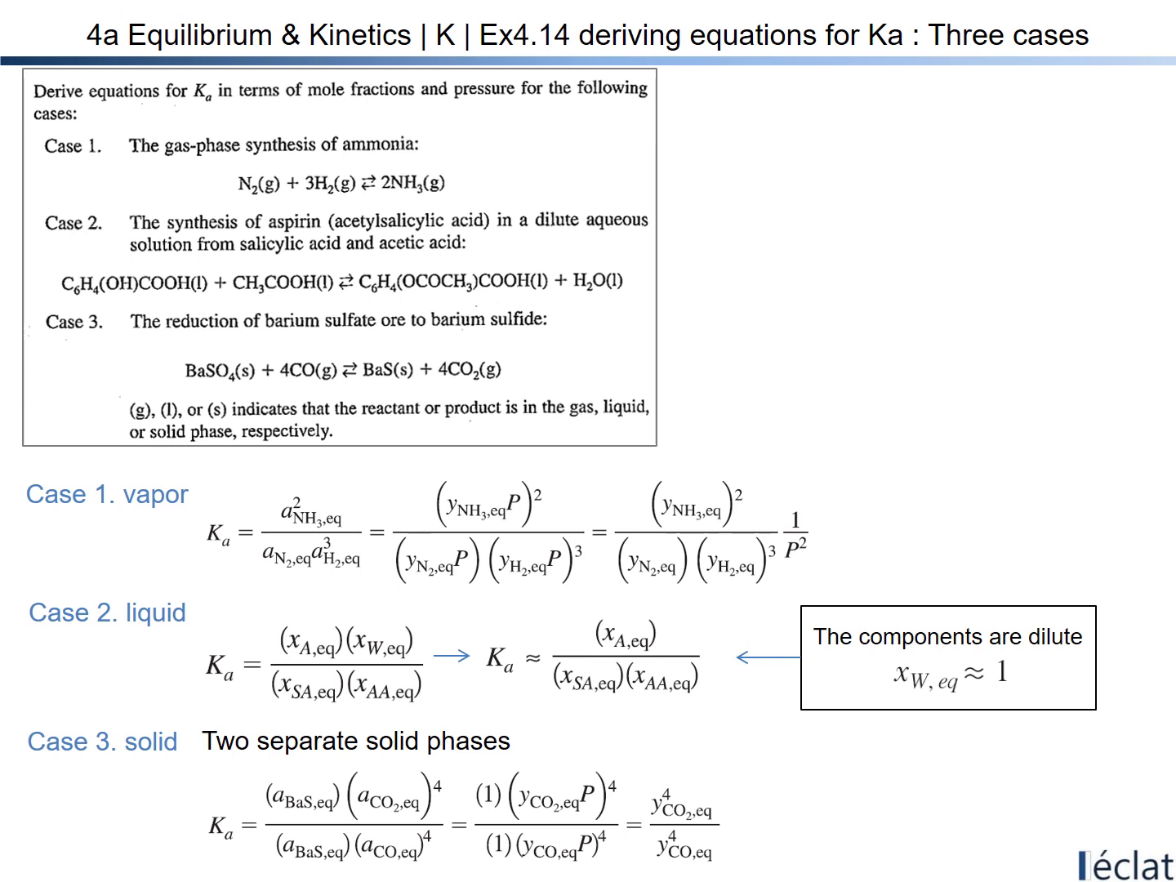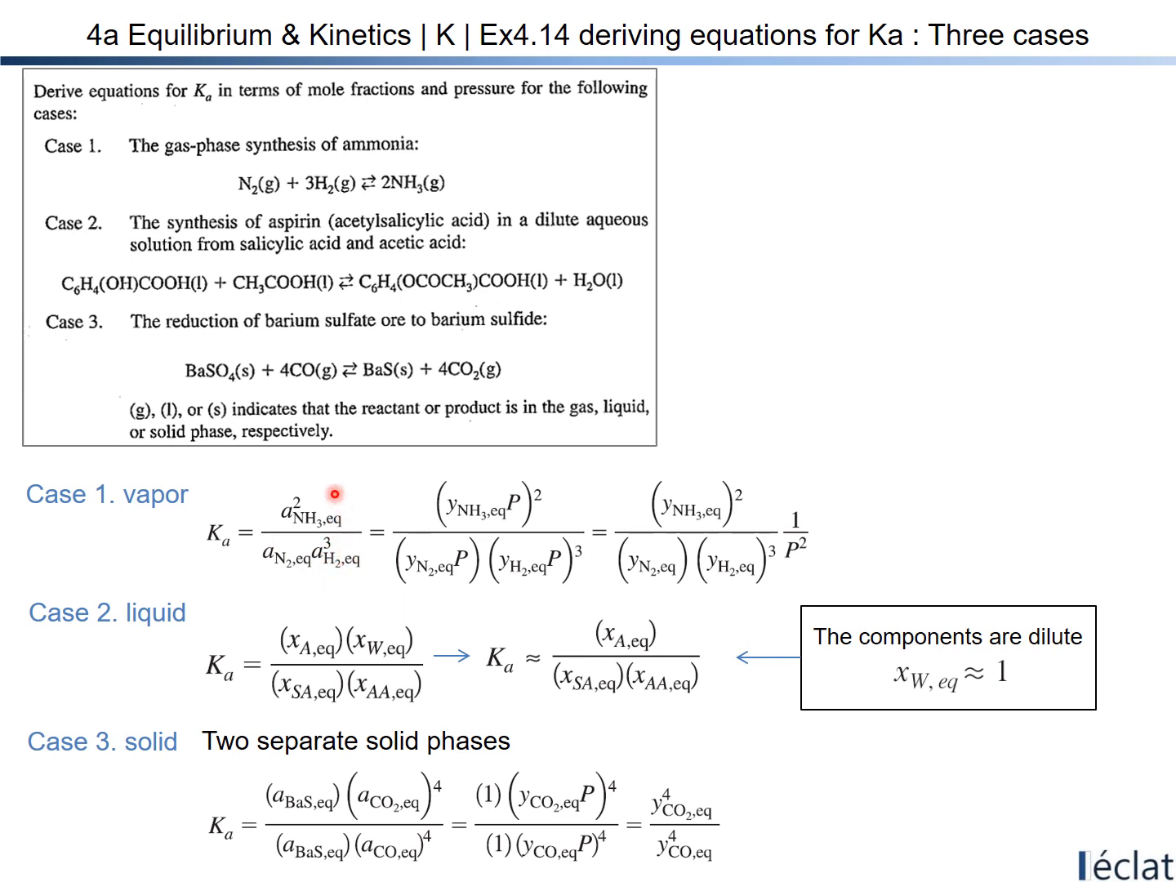Example 4.14. Let me think about the equilibrium constant. Derive equations for the equilibrium constant of activities in terms of mole fraction and pressure for the following cases. The first one is the gas phase synthesis of ammonia: nitrogen gas and hydrogen gas form ammonia gas. So Ka is equal to ammonia to the 2, over nitrogen to the 1 and hydrogen to the 3.